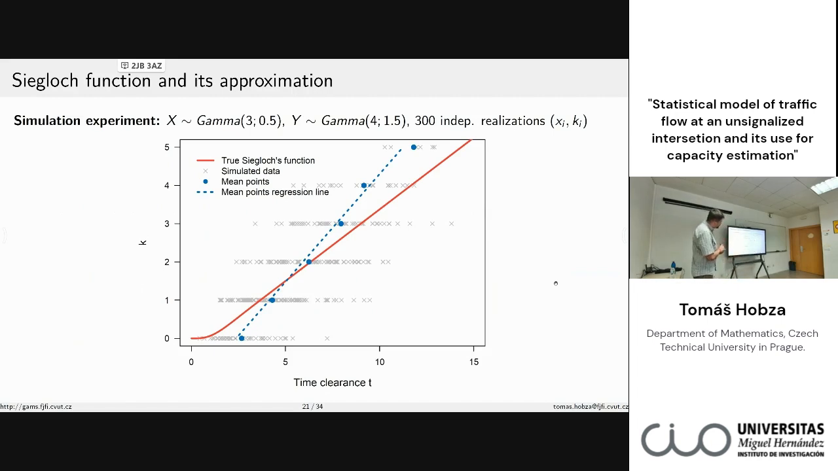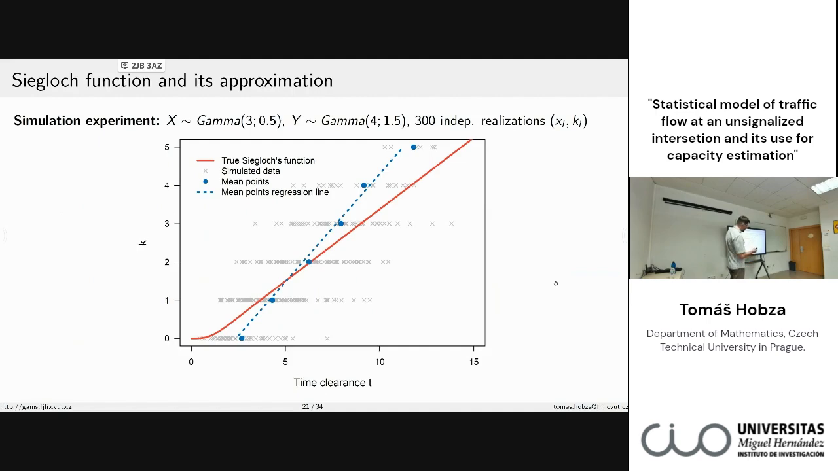And now, what do the engineers do? They take these gray lines, they calculate the mean of the line, and then they put a regression. But this is completely wrong, because you can see the red line. The red line is the exact form of the Siegrove function. So it has clear asymptotes, so the approximation by a linear line is okay, but the coefficients are completely wrong.